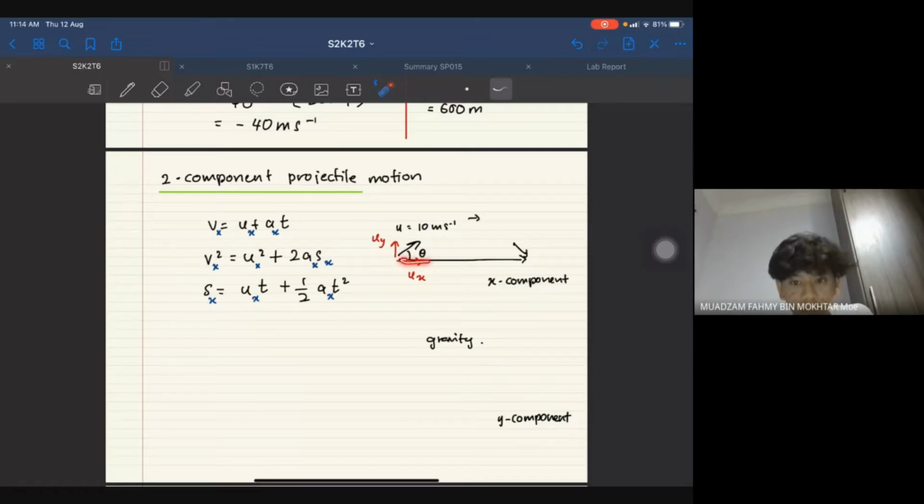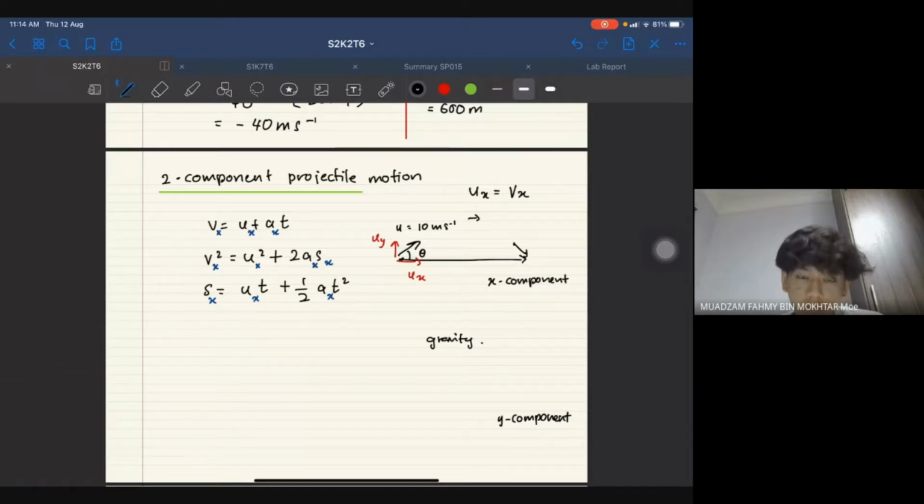Now we want to discuss the X component first. So if you want to discuss about Ux, the motion would be in this direction, and then dia pergi naik atas, but still the Ux will be in that direction. In fact, since there's no force acting on this arrow in the X component, there's no acceleration, there's no deceleration on the X component velocity. So that means your Ux initial velocity will be equal to the Vx.